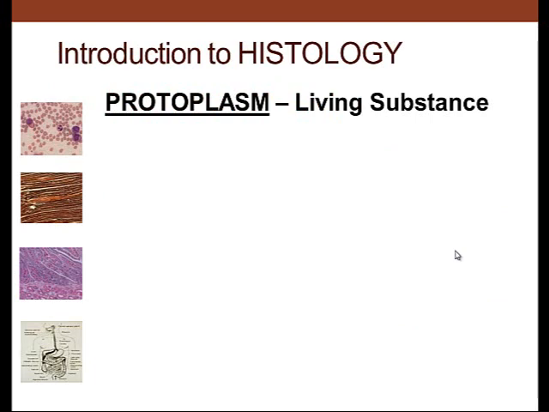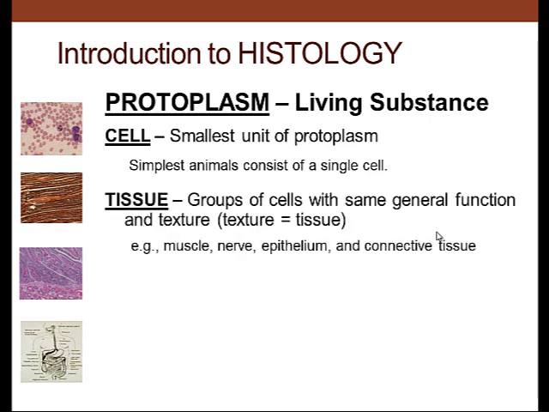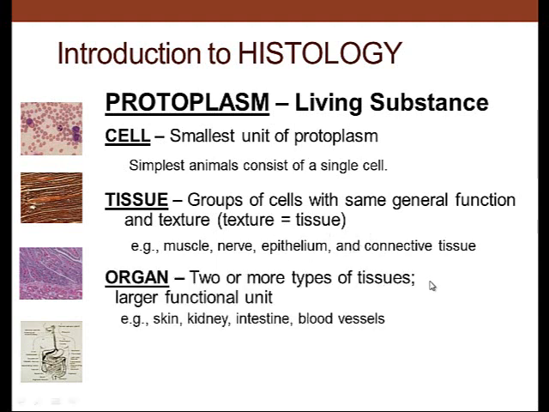To begin with, we look at protoplasm as living substance, and a single unit of protoplasm is a cell. Some animals only have a single cell. Groups of cells with the same general function is a tissue. You've got muscle, nerve, epithelium, and connective tissue. All those are tissues, which are groups of cells doing the same thing.